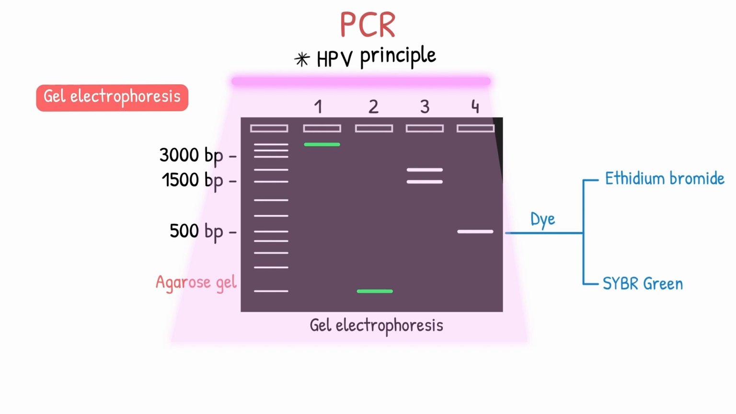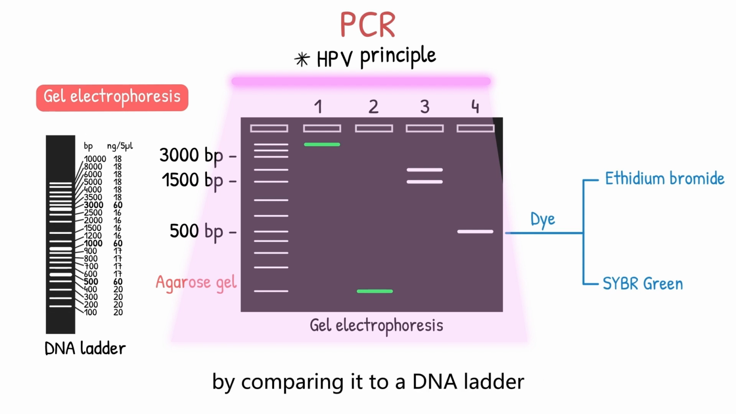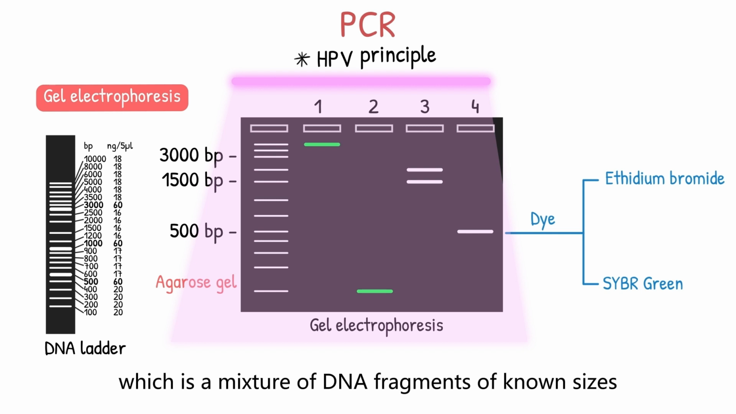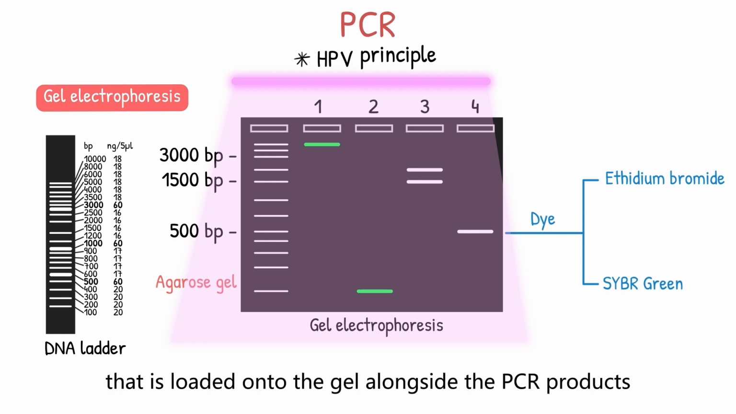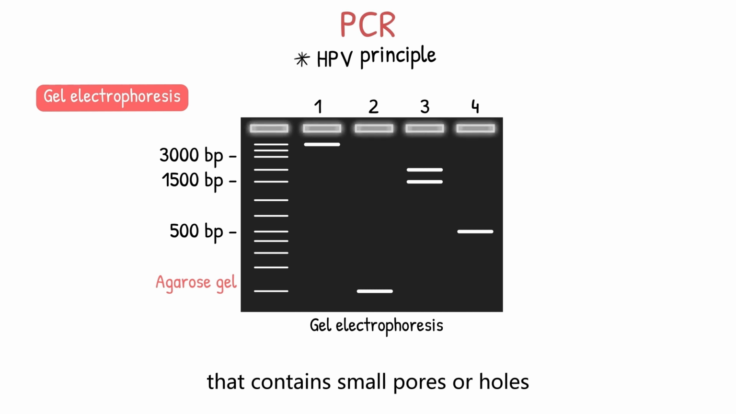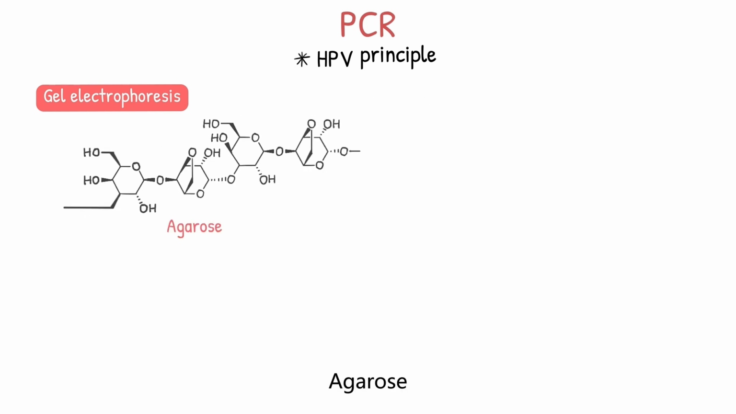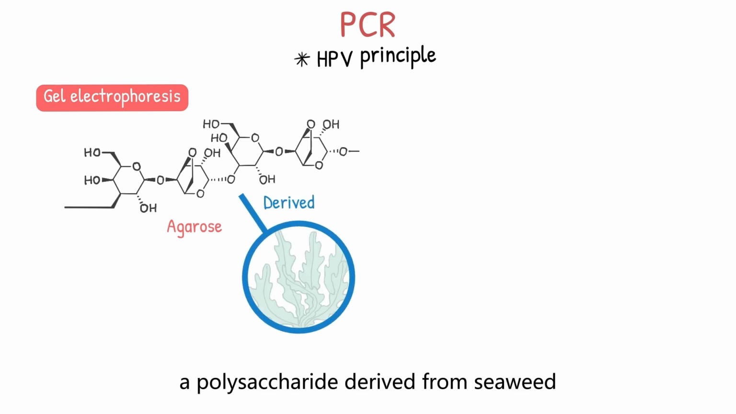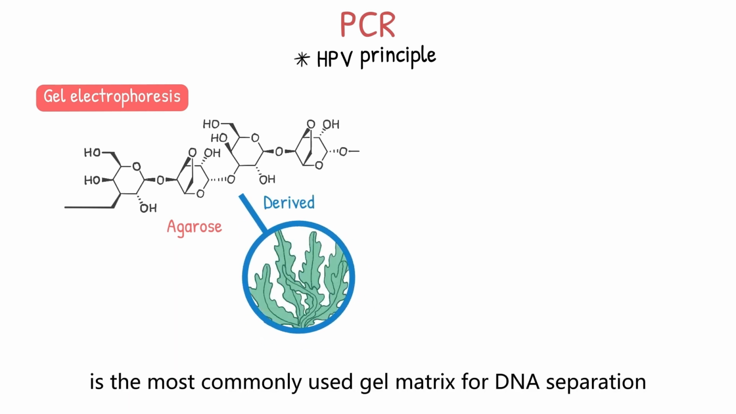in the sample. The size of the band can be estimated by comparing it to a DNA ladder, which is a mixture of DNA fragments of known sizes that is loaded onto the gel alongside the PCR products. Gel electrophoresis involves the use of a gel matrix that contains small pores or holes through which DNA fragments can pass. Agarose, a polysaccharide derived from seaweed, is the most commonly used gel matrix for DNA separation.